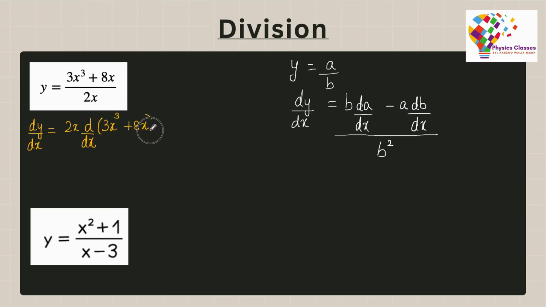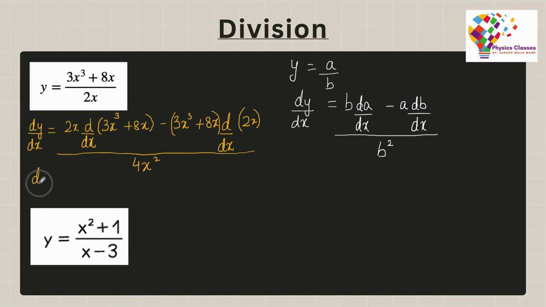Further, dy by dx becomes 2x is constant and the derivative of 3x cube would be 9x square. The derivative of 8x would just be 8. So 2x into 9x square plus 8 minus. Then I keep the 3x cube plus 8x constant and the derivative of 2x is just 2. So times it by 2 divided by 4x square. You may further simplify this, but this is the basic idea behind the quotient rule or the division rule for differentiation. We will do one more question here just to be further clear with it.